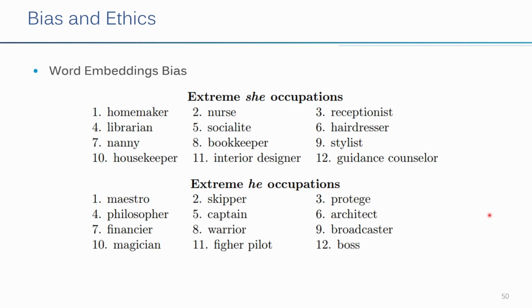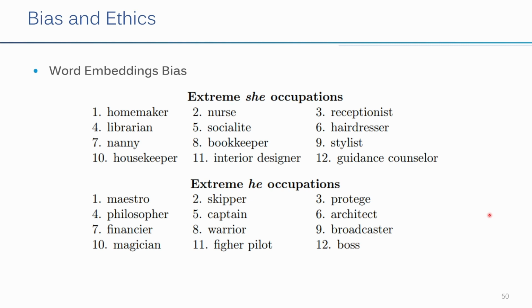In their findings, they had some extreme she and he occupations where, when you were trying to do the correlation between vectors, such as that example from King, if you take the vector from King and you subtract the vector from man and you add the vector of woman, you have something close to the vector of Queen, sorry.